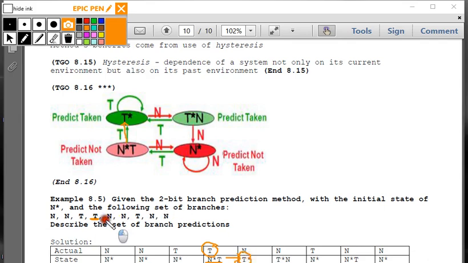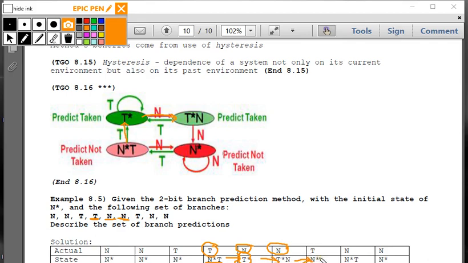So here, do we predict taken or not taken? Taken. And it turns out we were wrong, so we move to what state? T*N. Very good. So we're at T*N, taken or not taken? Taken. Very good. And it turns out the actual was N, so we move to N*.